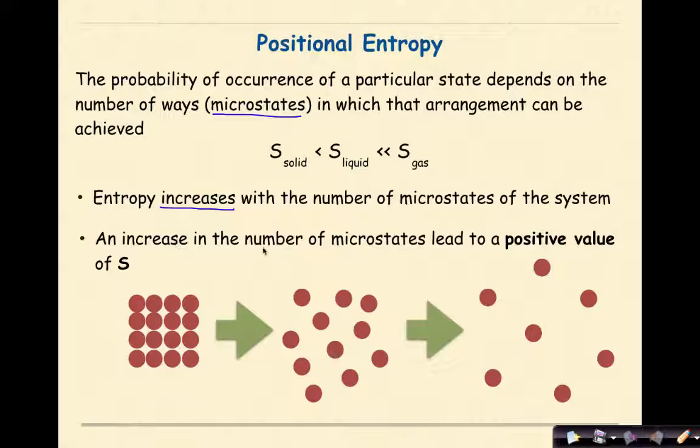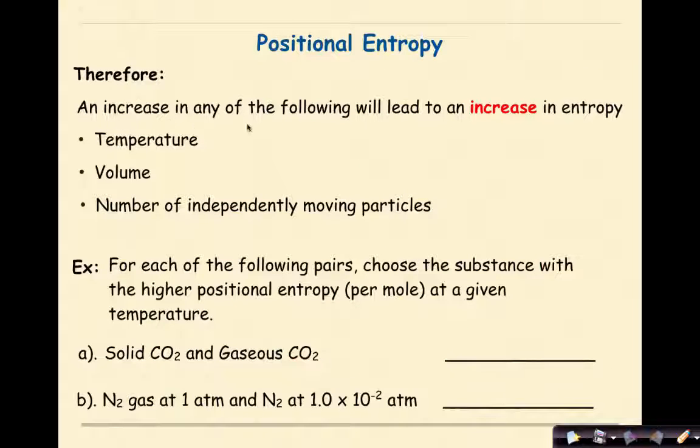An increase in the number of microstates leads to a positive value of ΔS. So let me say that again. A positive value of ΔS translates to an increase in entropy. So as a solid, we have low entropy. As a liquid, we will have higher entropy. And in the gas state, we will have the highest entropy. Therefore, an increase in any of the following will lead to an increase in entropy: an increase in temperature, volume, or the number of independently moving particles.